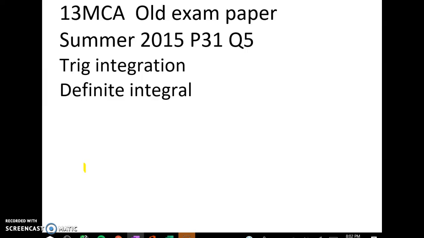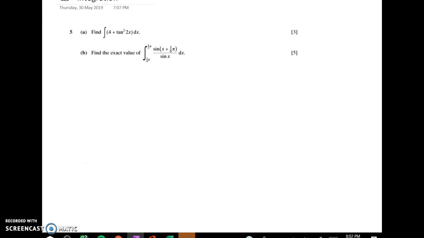Here's another exam question from the same summer 2015 paper. This one is a trig integral one, and it's a little bit trickier, the second part, than the ones we've been doing so far. So the warm-up is the 3 marker here, which is to find 4 plus tan squared of 2x and then to integrate it. So let's see that tan squared and think about what we're going to do instead of just freaking out.